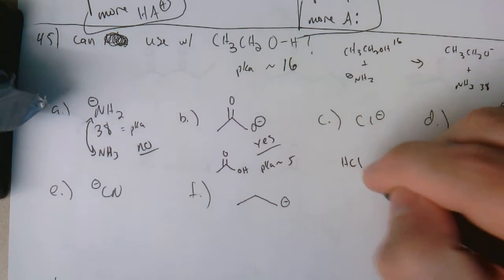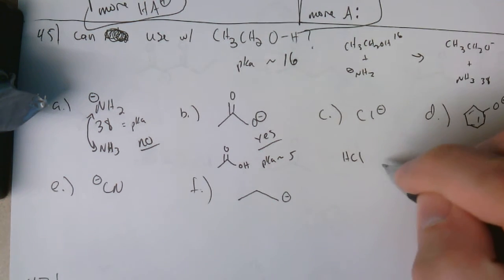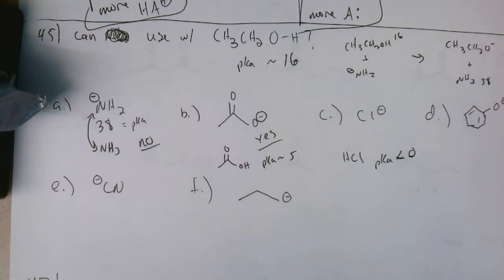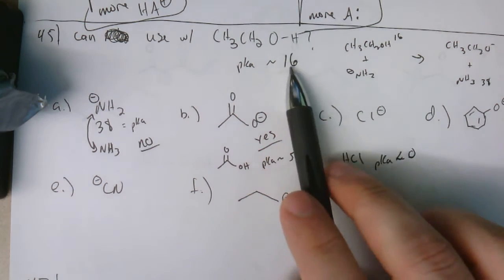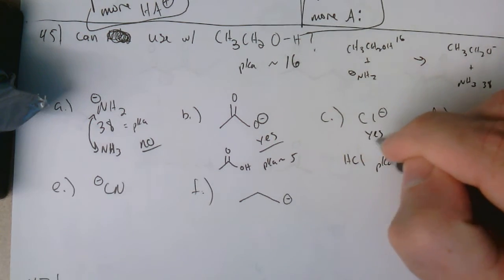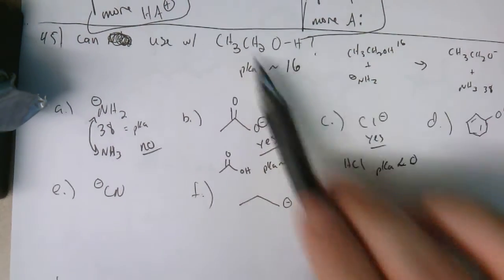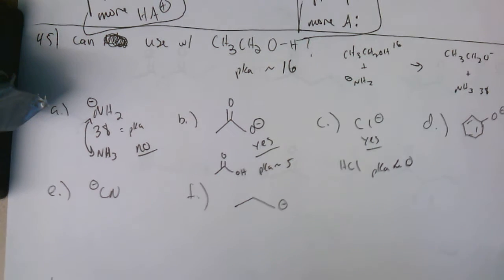For this one, the conjugate acid is HCl. The pKa of HCl, we don't even know its exact value, but it's negative something. I'm just going to say pKa is less than 0. And we know our pKa for this is 16, so this one's also going to be fine. The reaction is going to favor the side with our solvent on it and not the side with HCl.